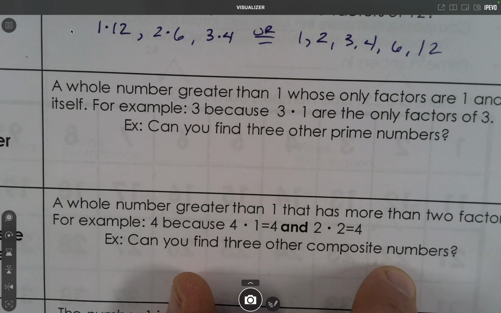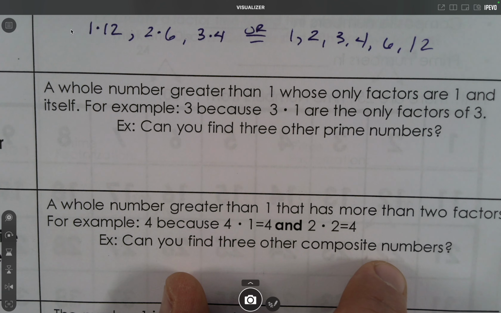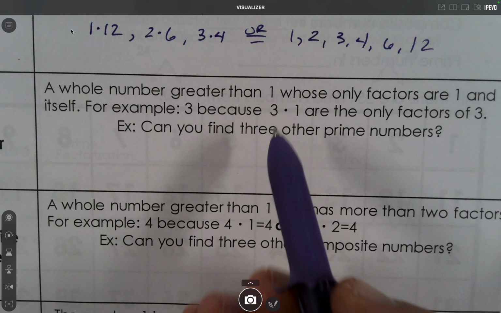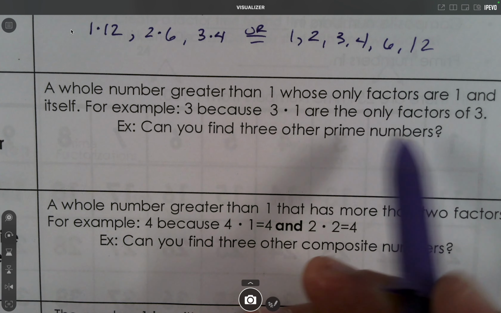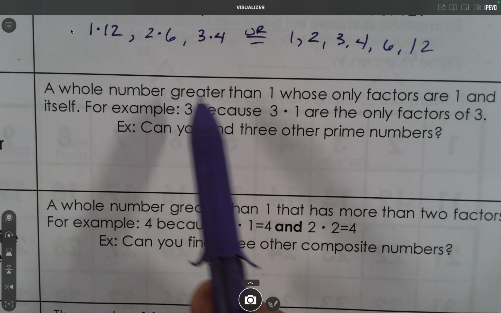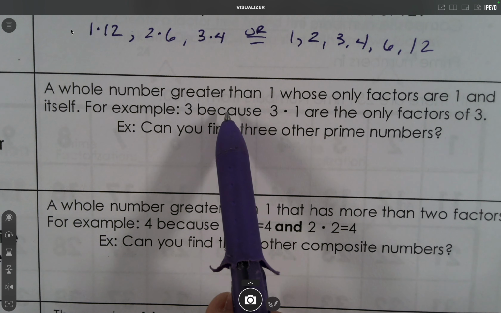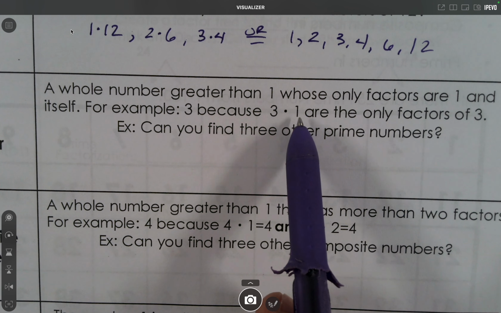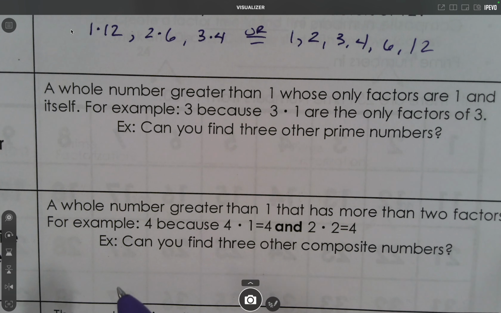But a prime number is a whole number greater than 1, whose only factors are 1 and itself. So notice right away, 1 is not a prime number. A whole number greater than 1, whose only factors are 1 and itself. So 3 is an easy example, because the only things that go evenly into 3 are 1 and itself, 3. So then take a second, see if you can think of 3 other prime numbers.